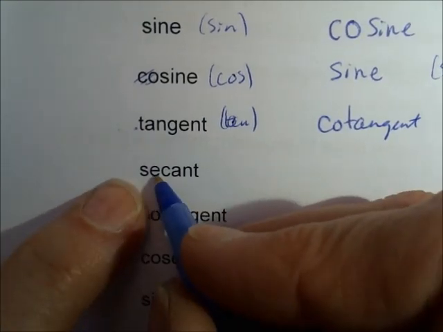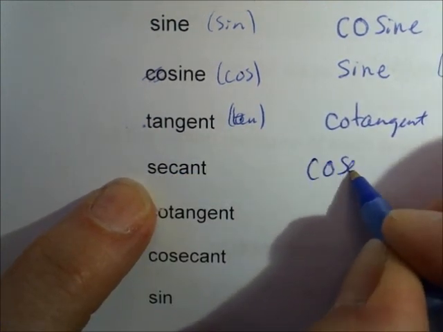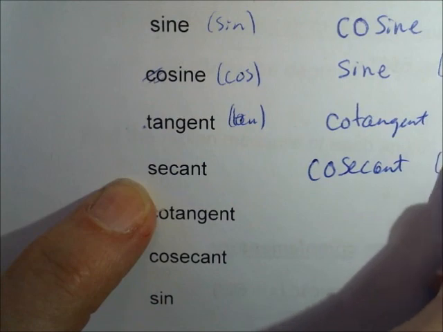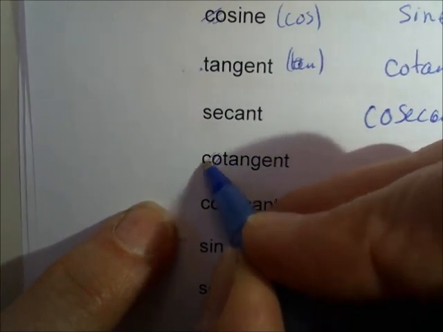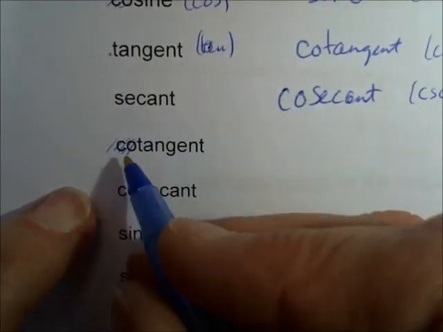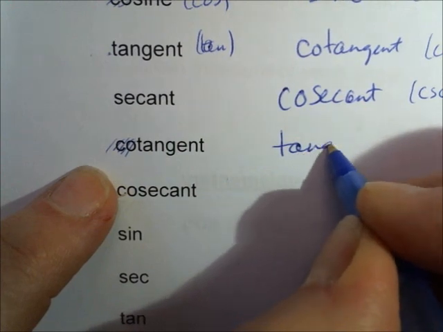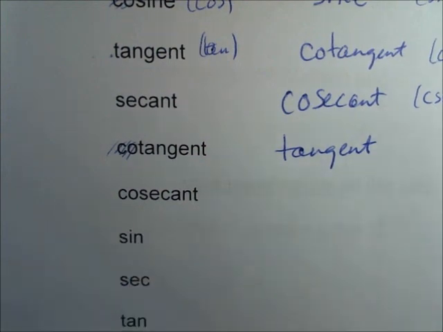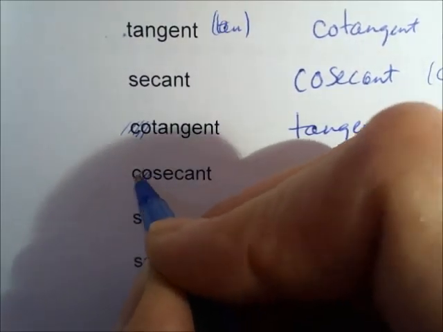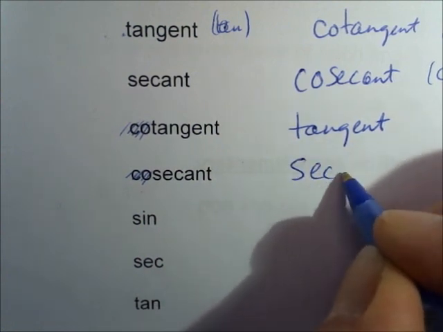So if you have a secant given to you, the cofunction of secant is cosecant, which is abbreviated CSC. Okay, you're given a cotangent, so just take the letters CO off, and the cofunction of cotangent is just plain old tangent. I hope you see the relationship here. It's really not that hard. And hopefully you can get all the rest of these here. Cosecant, take off the CO. The cofunction of cosecant is secant.